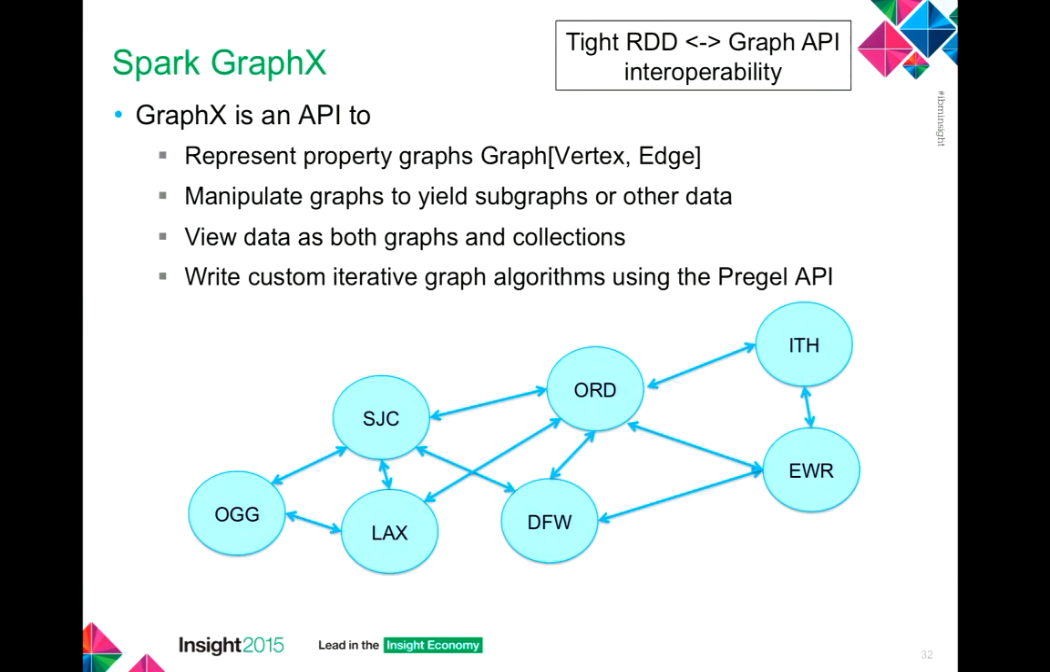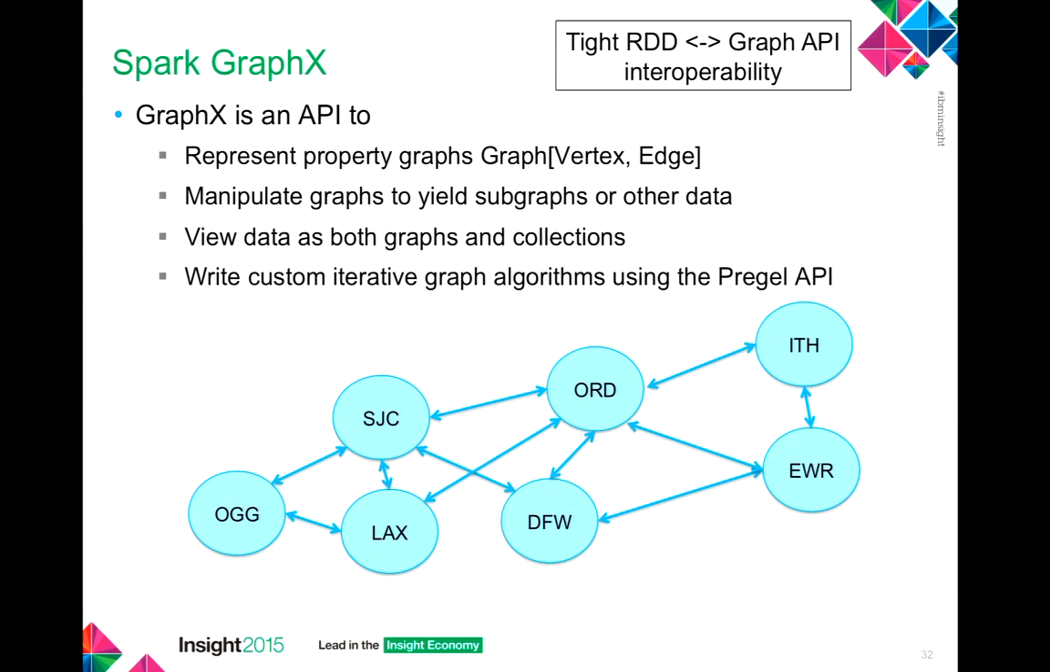So what is GraphX? To repeat, it allows you to turn your RDDs into property graphs, which are nothing but collections of vertices and edges. And it gives me APIs so I can slice and dice this graph. I can take subgraphs. I may only be interested in, say, flights originating from Chicago or flights coming into Newark. So I could do those subgraphs.